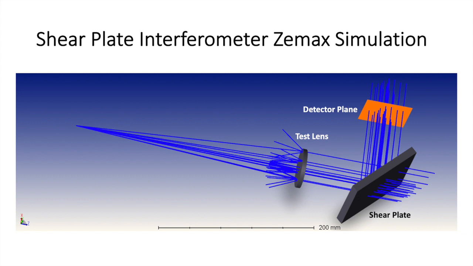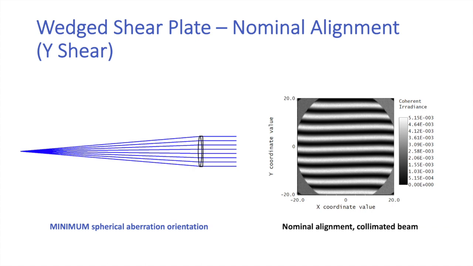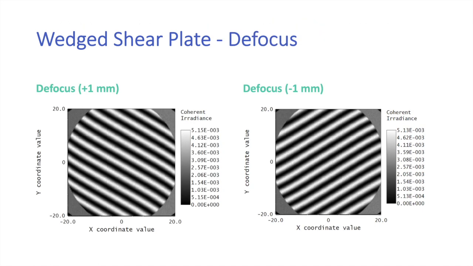We made use of non-sequential mode to see how the misalignment of a relatively low-power doublet used as a collimating lens presents itself in interferograms. Starting with the wedged Y shear plate interferometer, we looked at the nominal collimation, or straight horizontal fringes, for the minimum spherical aberration orientation of the lens.